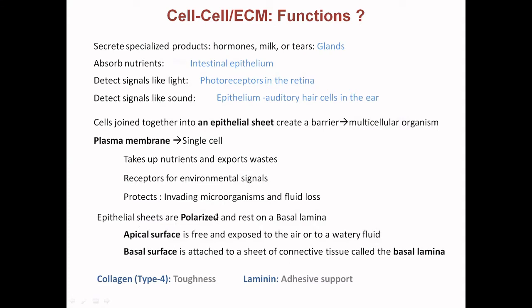Epithelial sheet is polarized and rests on a basal lamina. The apical surface is free and exposed to the air or to the watery fluid, whereas the other side of the epithelium that sits on the connective tissue, called the basal lamina, is the basal surface. The collagen found in the basal lamina is type 4, which provides the toughness to this epithelial sheet, and the protein that provides the adhesive character is laminin.